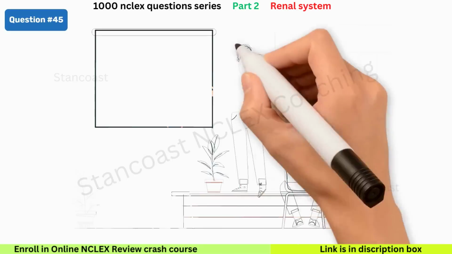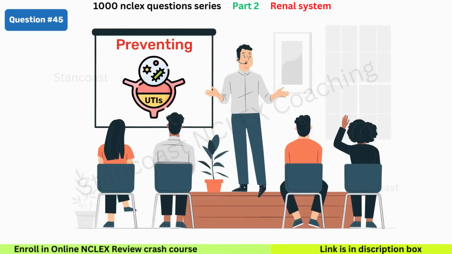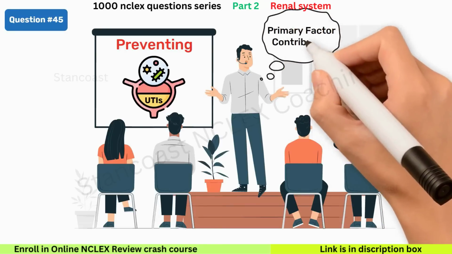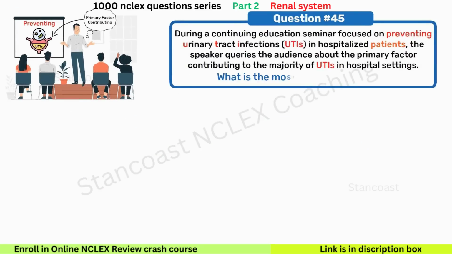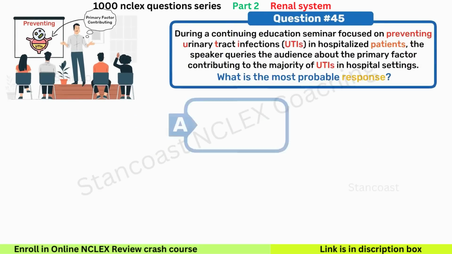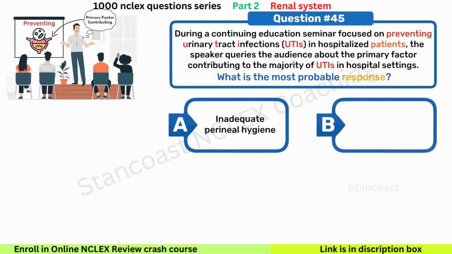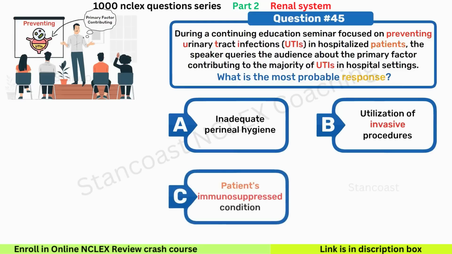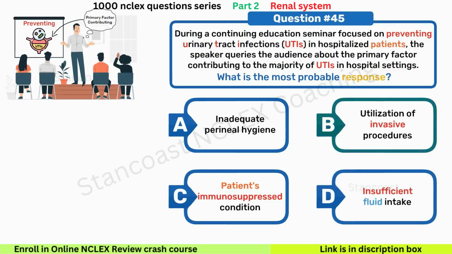During a continuing education seminar focused on preventing urinary tract infections, UTIs, in hospitalized patients, the speaker queries the audience about the primary factor contributing to the majority of UTIs in hospital settings. What is the most probable response? A. Inadequate perineal hygiene. B. Utilization of invasive procedures. C. Patient's immunosuppressed condition. D. Insufficient fluid intake. The correct answer is B.